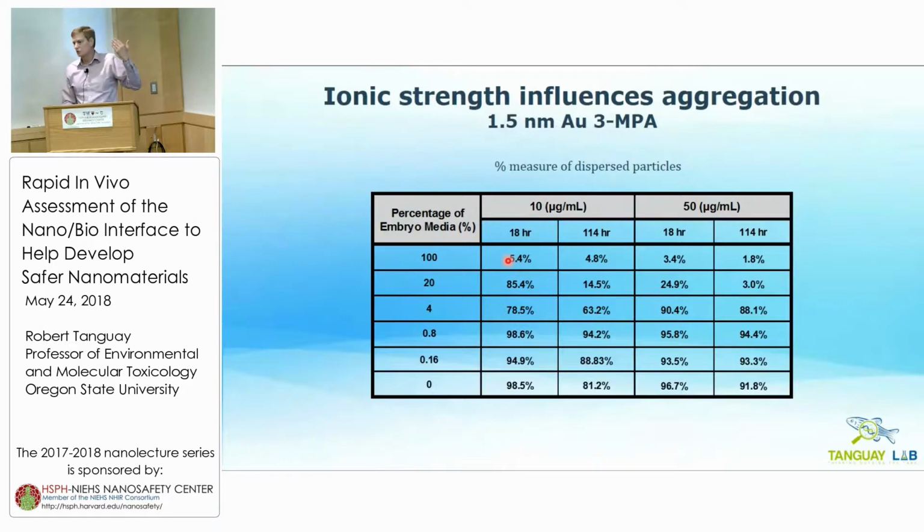So we said, well, let's just dilute it out and then measure how much stays in solution over time. This is our standard condition. This is why it's crashing out. But if you start diluting it by factors of 5, you can see that when you get down to just 20% embryo media, it's much more stable. When you get down to just water, it's stable for 5 days. So we can keep these monodispersed if you can control the ion content.